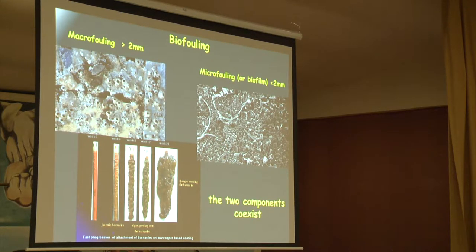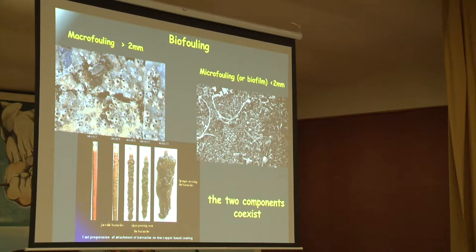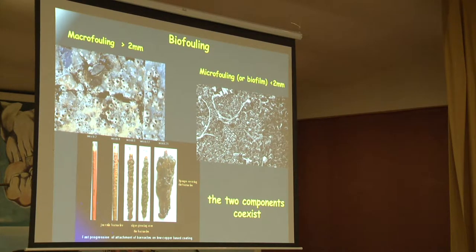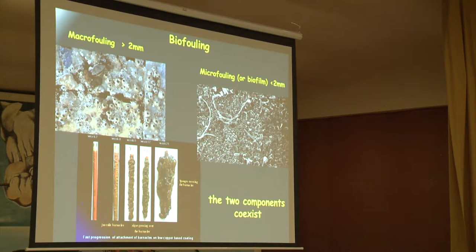So we can have two components in biofouling: a macrofouling that is made by macroorganisms and a microfouling that is made by microalgae. And these two components are always present in the biofilm of fouling.